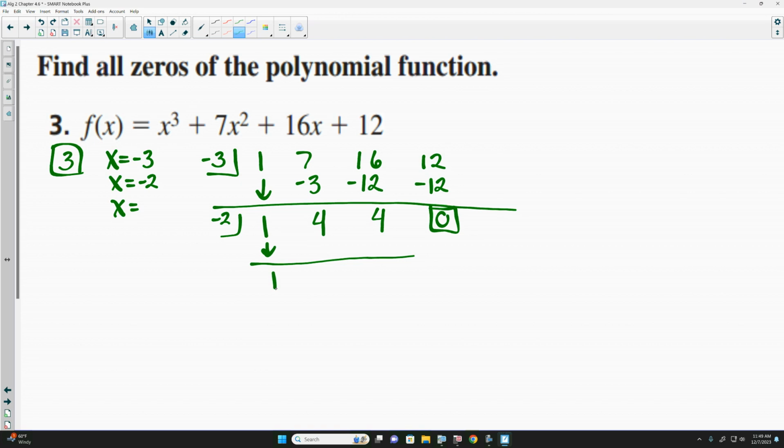We can do this again, this time with negative 2. Negative 2 times 1 is negative 2. 4 plus negative 2 is 2. Negative 2 times 2 is negative 4, and negative 4 plus 4 is 0.